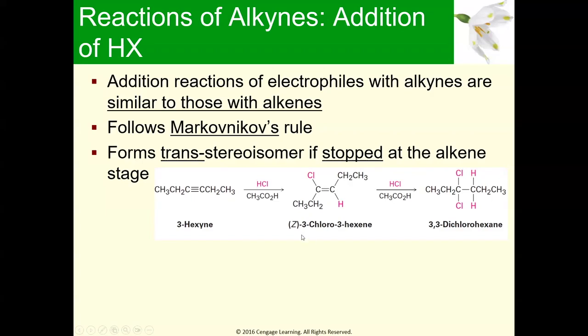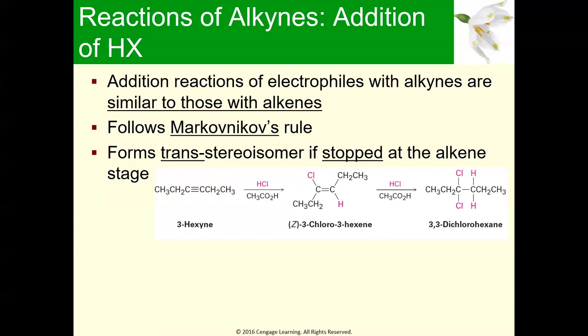They're opposite. Now because this is a tri-substituted alkene, you would also designate that as Z. The highest priority groups are on the same side. So the chlorine is higher priority than this ethyl. And on this side over here, the ethyl is a higher priority than the hydrogen. Okay, but then you can do it again, reacting with another equivalent of HCl. And this is the interesting thing, is that both of the halogens will go on that same carbon.